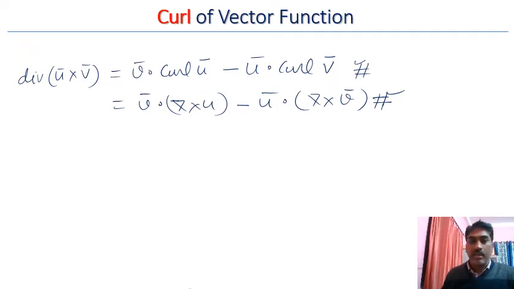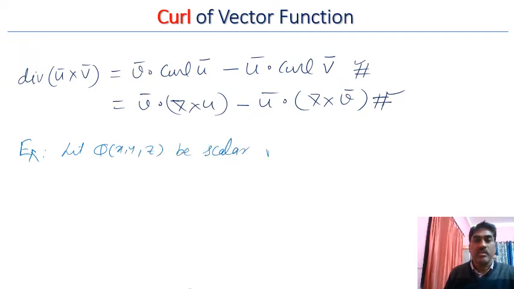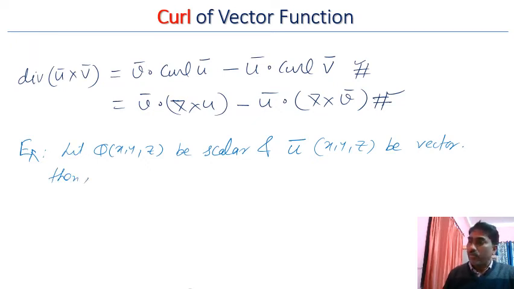Similarly, let us take another example. Let phi of x, y, z be a scalar and u of x, y, z be a vector. Then del cross phi u, what is this?